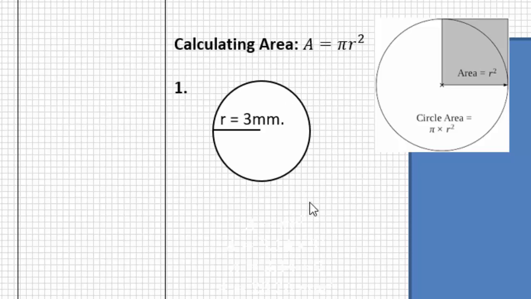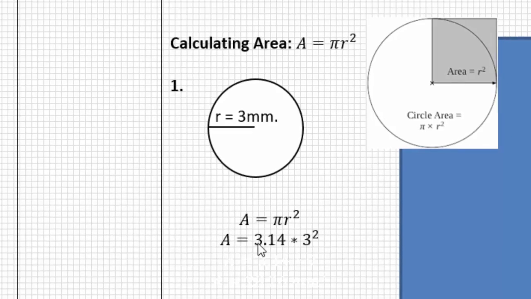Let's go ahead and try that with this problem here, where we are given a circle with a radius that is equal to 3 millimeters. Just like before, we're going to write out our formula, area equals pi r squared, and fill in the values that we know. We're still using the 3.14 approximation for pi. We know that our radius is 3 and it has to be squared.